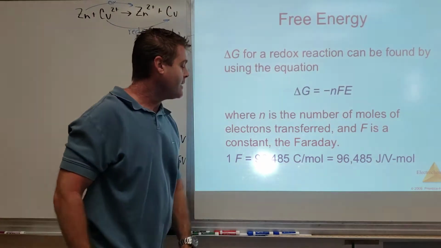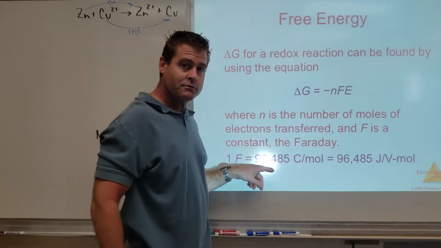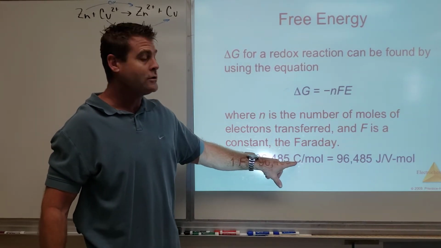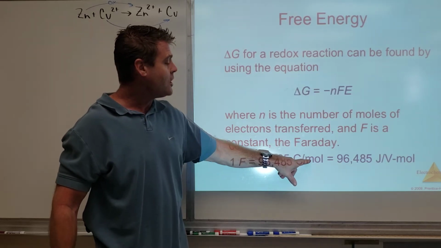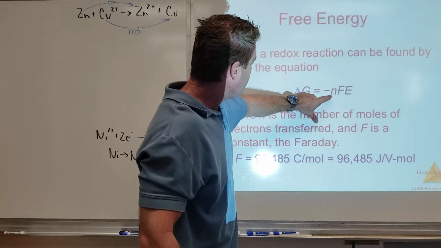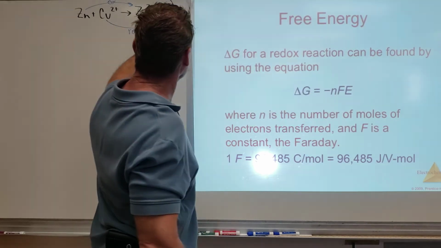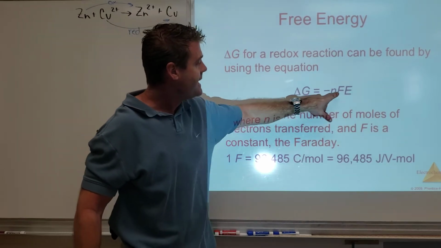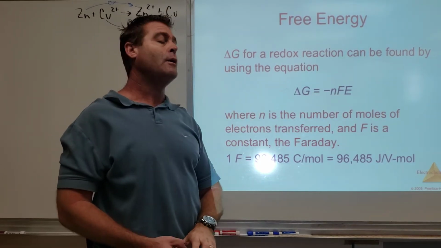F is what's called Faraday's constant. So this is just a constant. You would write this down, have it in your notes. It's 96,485 coulombs. Coulombs is a measure of charge, so that's how much charge there is for every 1 mole of electrons. So we use the number of moles of electrons transferred, which we can see if we analyze the chemical equation, we use Faraday's constant, and then multiply by the cell potential.